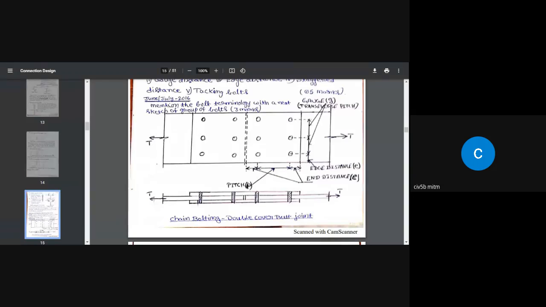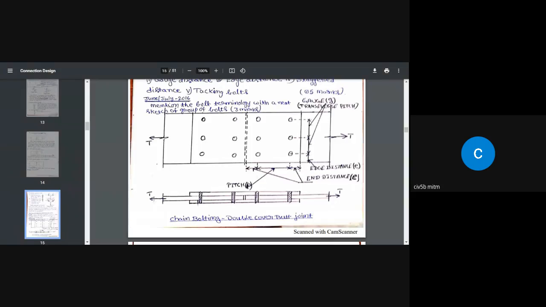Coming to bolt terminology, if you look here, I have written pitch. It is the distance between 2 successive bolts in the direction of the applied force. If you look here, we have applied a tensile force of T. It may even be a compression force. In this direction, if you measure the distance between 2 successive bolts, then the distance is called the pitch.